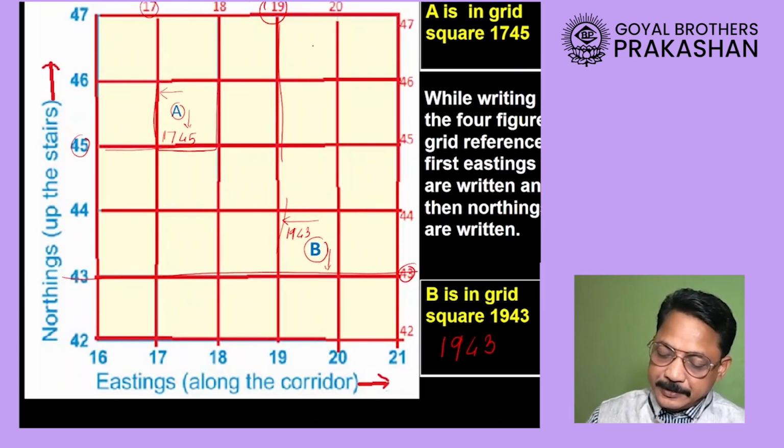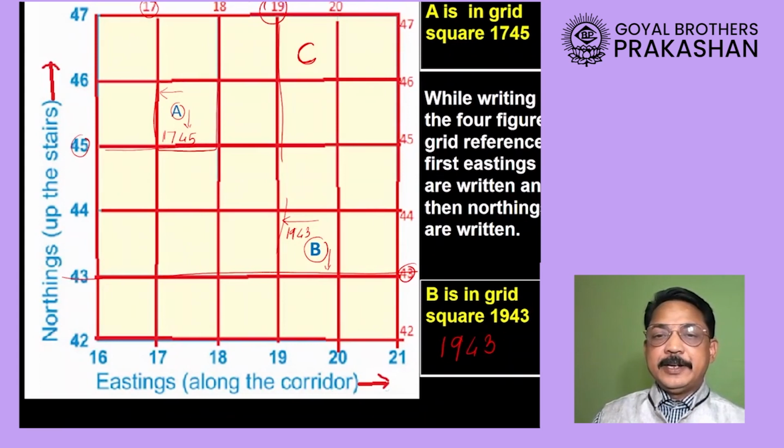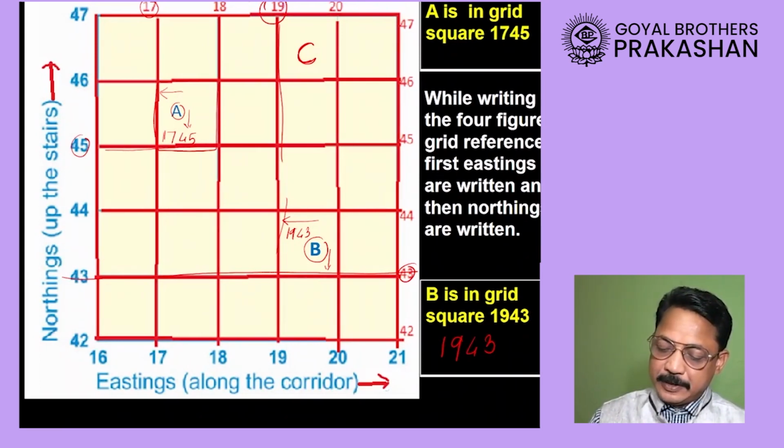If I write here C, can you identify in which grid square C is? You are right. The number which is to your left is 19. The number which is immediately to the south of C is 46. So 1946 is the grid square number of C.